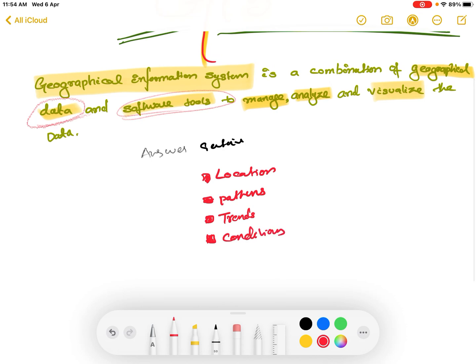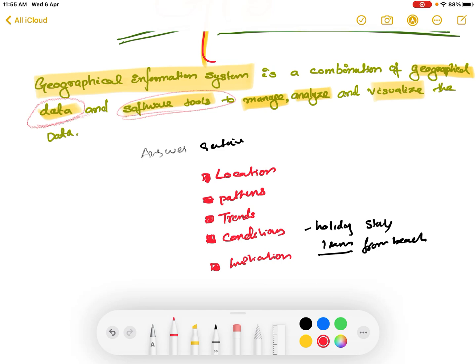Then there are things that are related to conditions. Conditions means something like a holiday stay that is within 1 kilometer from the beach. That is a condition that you're giving, right? I want to get a holiday stay, or a hotel, that is within 1 kilometer from the beach. So that is a condition. Such conditions can be answered.